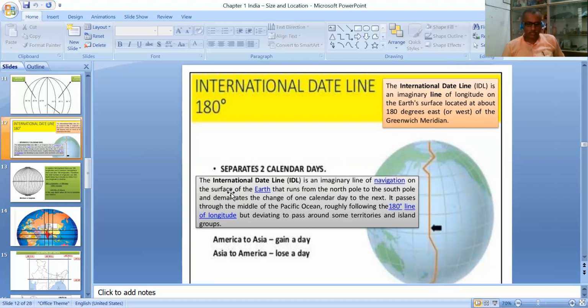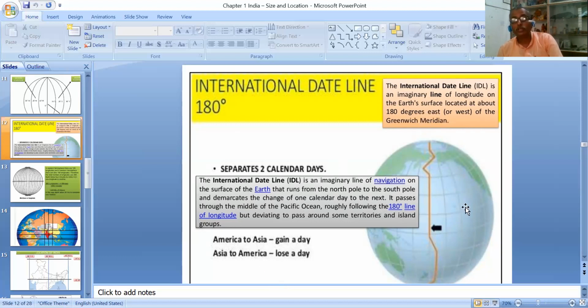The International Date Line is an imaginary line of navigation on the surface of the earth. We can find it out with the help of this imaginary line. It demarcates a change from one calendar day to the next. For example, if today is the 26th, then going from America to Asia we gain a day, but going from Asia to America we lose a day.